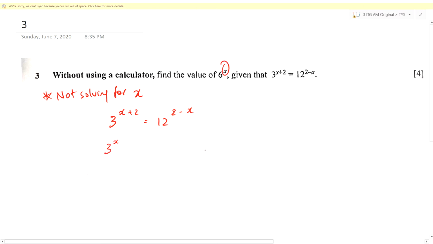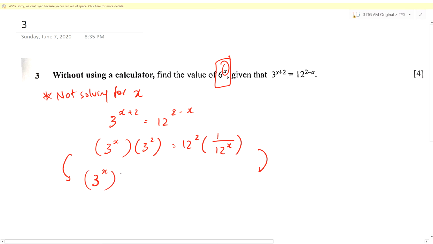3 power x times 3 power 2 equals 12 power 2, 1 over 12 power x. Okay, now we are going to group all the x terms together. We do so by multiplying by 12 power x on both sides. So 3 power x, 12 power x, and we have 12 power 2, and we are going to divide by 3 power 2 on both sides. 1 over 3 power 2.